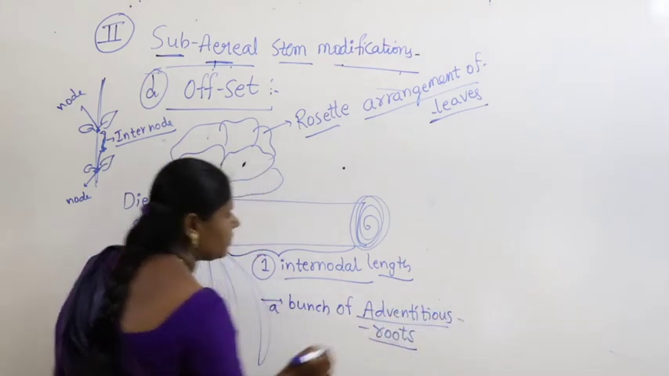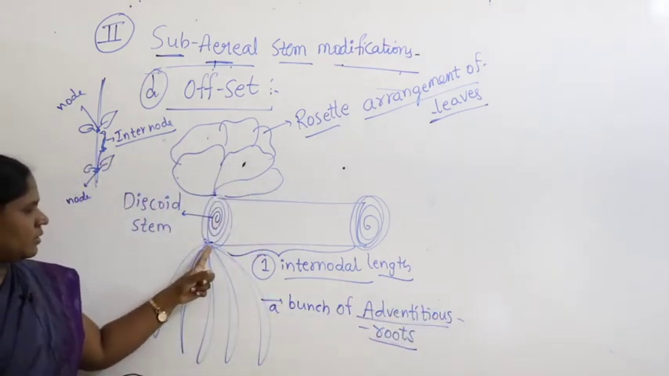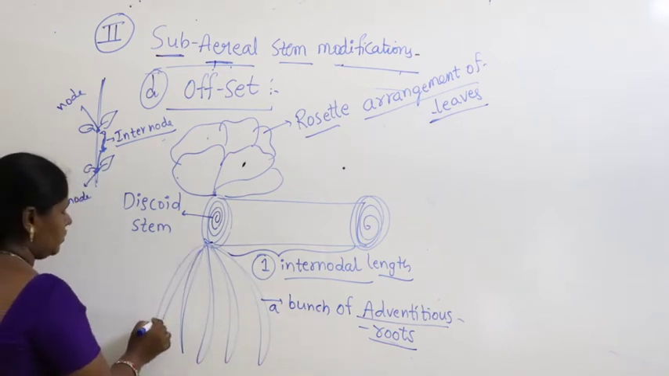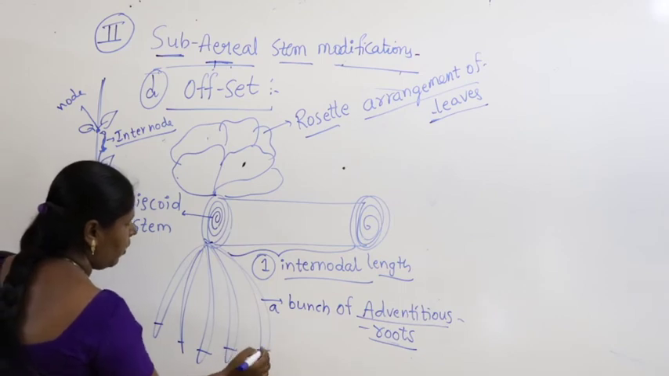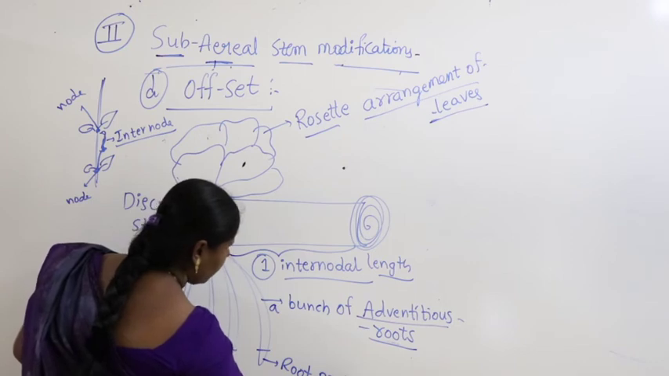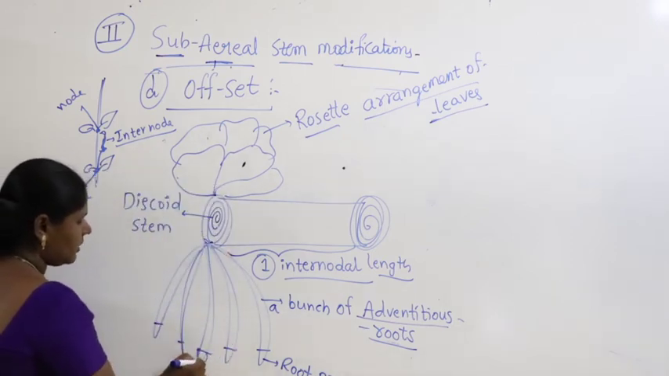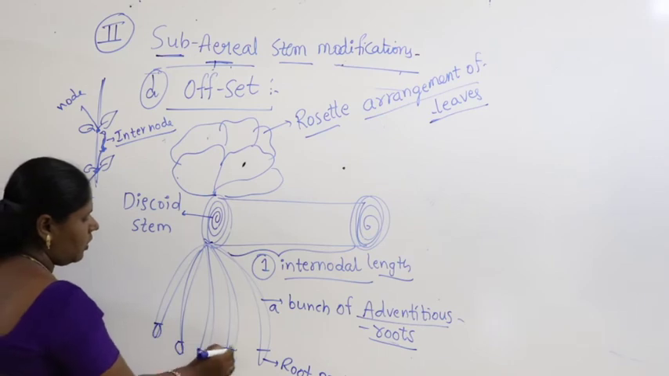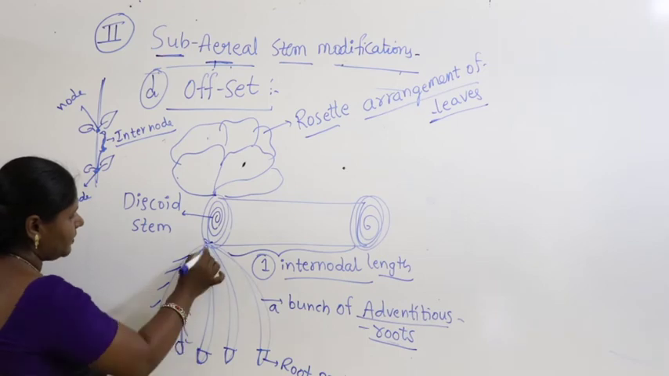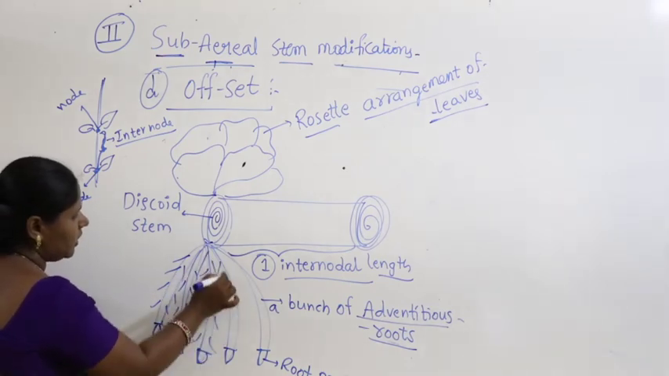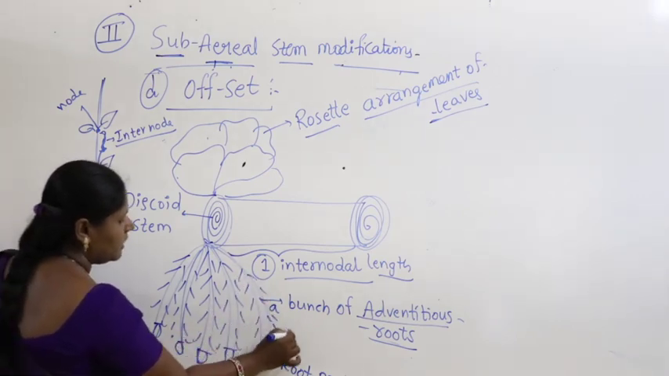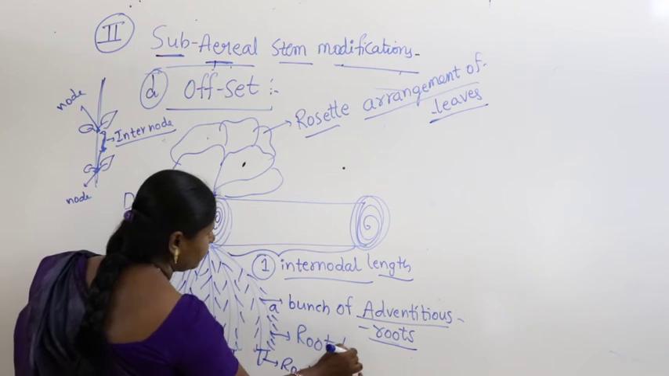So let us continue. From here you can see a bunch of adventitious roots. These adventitious roots contain what are called root pockets. The tip bulges and stores more water. It's called root pocket and it contains root hairs. These adventitious roots develop small lateral roots, which are called root hairs.